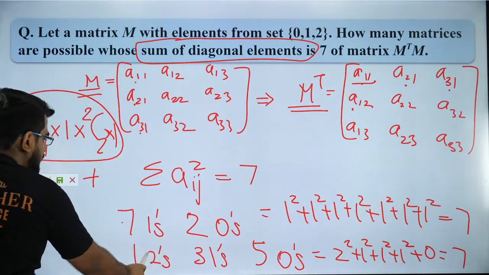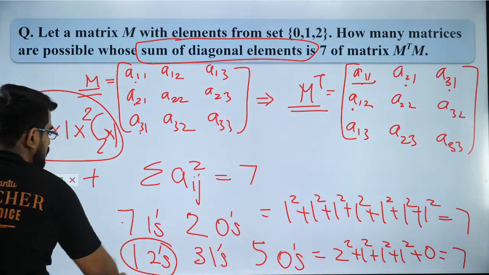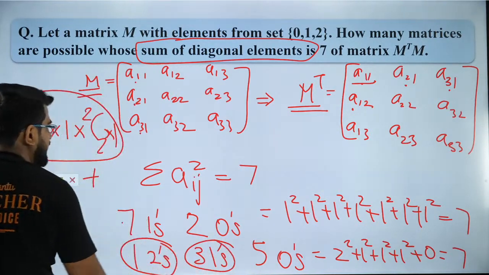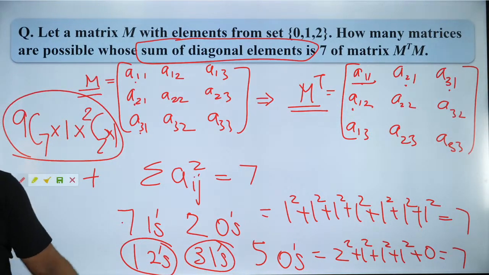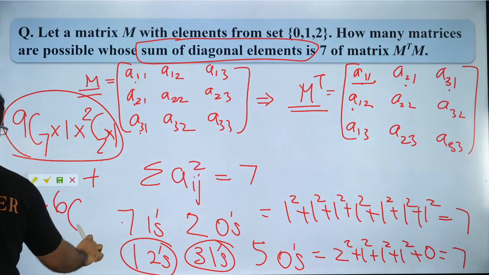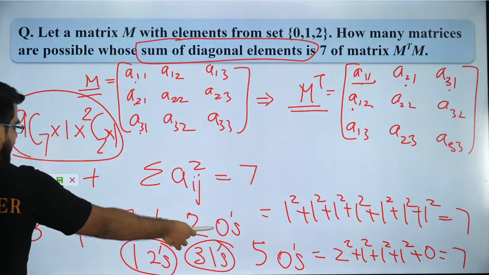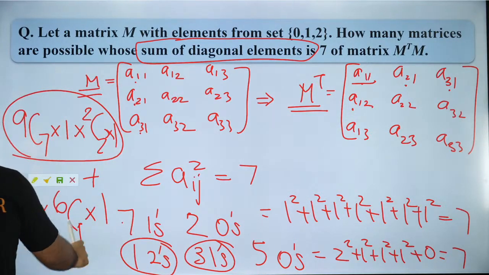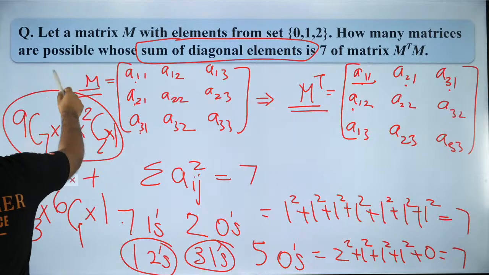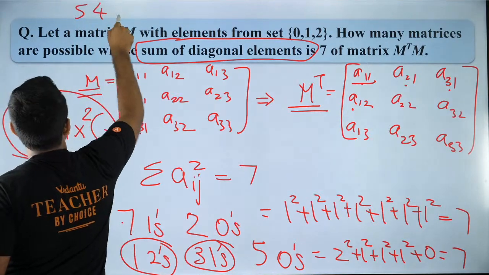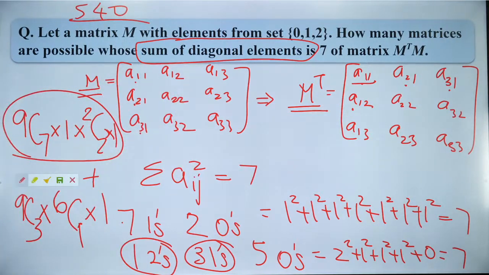Or the other possibility is I'll have one 2 and three 1s, isn't it? Are you guys getting it? So first I'll fix the 1s. So 9C3 to fix the 1s, and I will have the remaining 6 places. I'll keep the 2 there, 6C1, and then what will I do? I'll arrange the 5 zeros, which is one way only. So this is your answer. Sum it up. I think the answer should be 540. Okay, the answer should be 540.